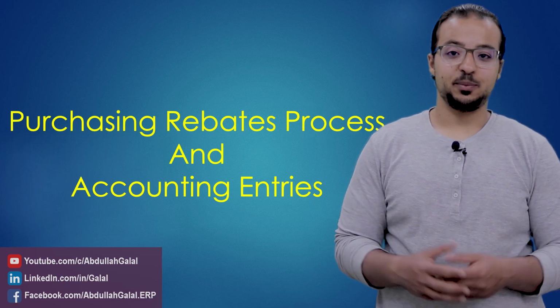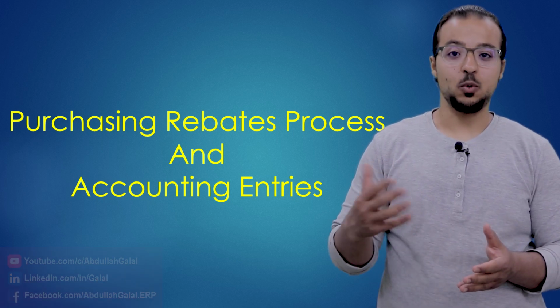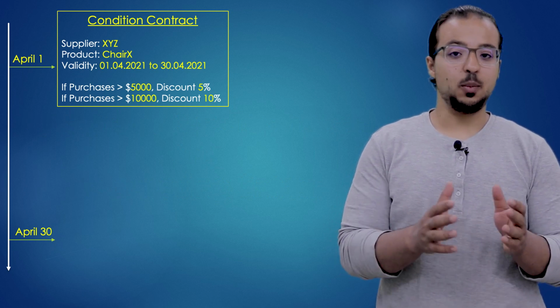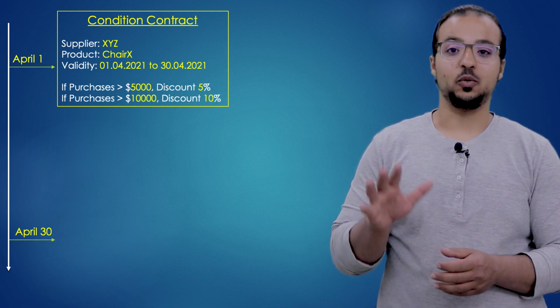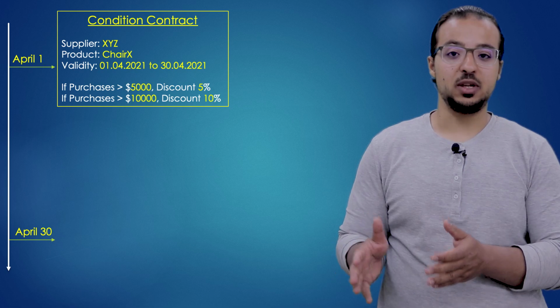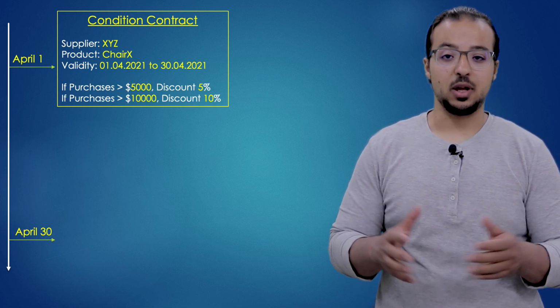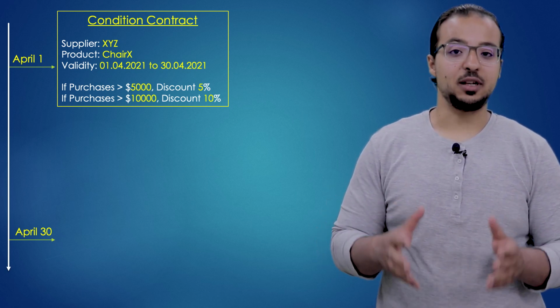Let's take an example. I am the owner of a company, and one of our suppliers wants us to buy more of a certain product. So he makes an agreement with us that if we buy this product for a certain value, we get a discount. So for example, if we buy this product for a total value of 5,000 USD, we get a discount of 5%. But if we buy the product for a total value of 10,000 USD, we get a discount of 10%. And this agreement is valid for the month of April, starting 1st of April until the end of the month. And this is the purchasing rebate agreement.